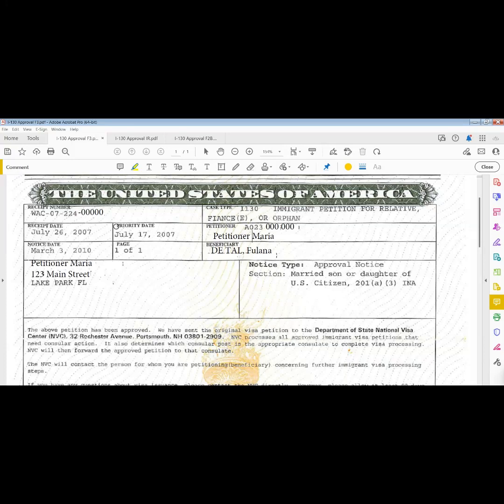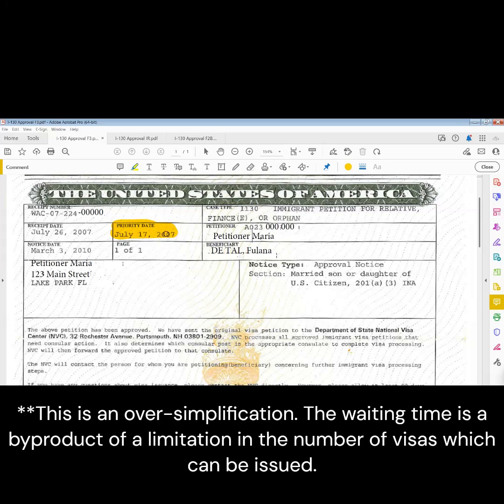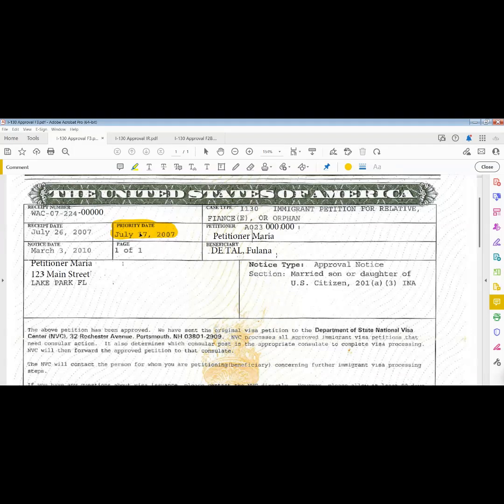The priority date is the one that acts as a waiting number in the case of a petition which is in one of the preference categories, which means that it's a petition for somebody who is subject to some period of waiting between the time of the petition approval and being eligible to get the actual green card. The priority date is generally the date that the mail packet with the petition, or the electronic one, if that's how it was filed, is received by immigration.